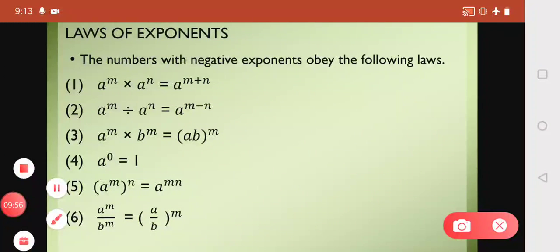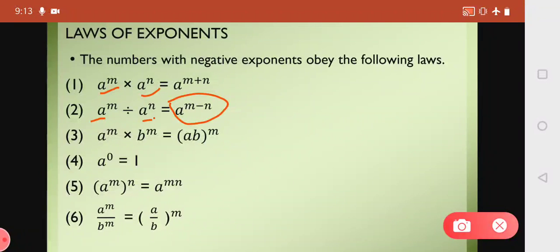Here also, the only difference is that there we are multiplying, here we have to divide. So what will happen? When exponential forms with the same base and different powers are divided, here we have taken the base same, a, and powers different, m and n. So a raised to m divided by a raised to n equal to a raised to m minus n. Here we are subtracting the powers. So the law states that when exponential forms with the same base and different powers are divided, powers are subtracted.